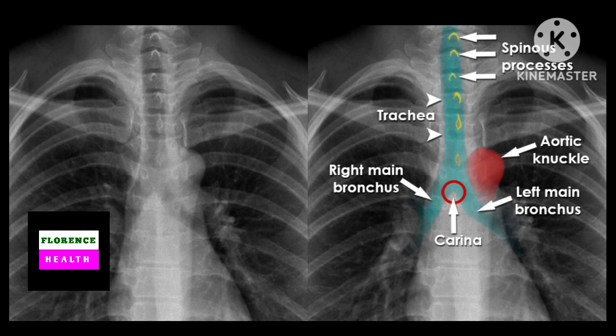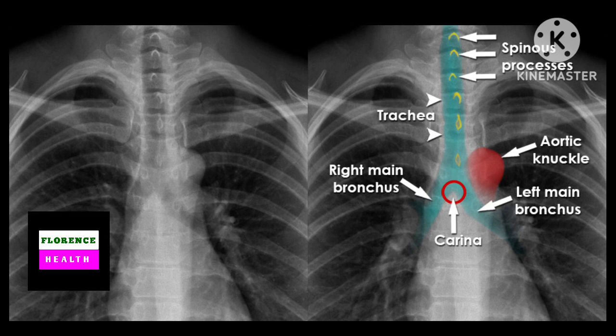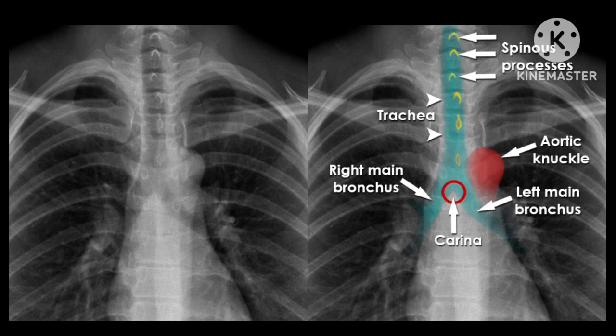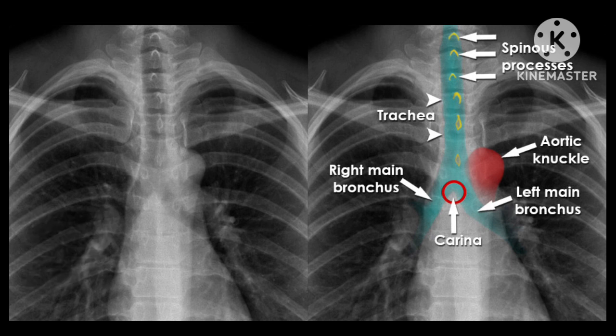Locate the tracheal position, right bronchus, left bronchus and carina where it is divided. Look also at the position of spinous process over which trachea is situated. Trachea is generally situated at midline, at center, on and parallel to vertebral column.